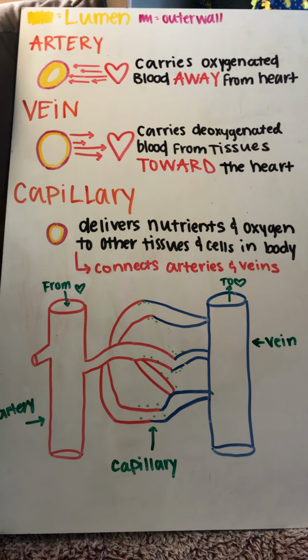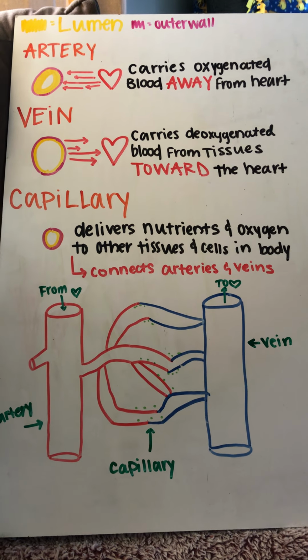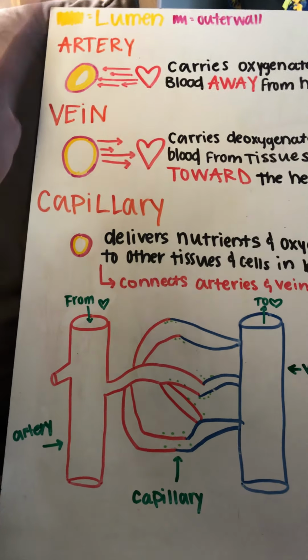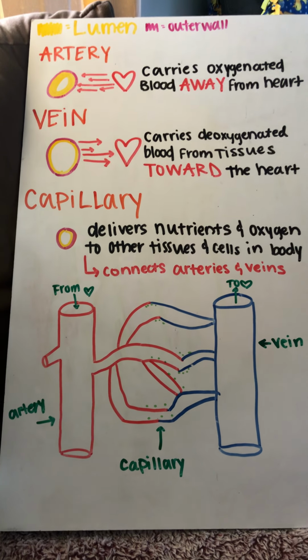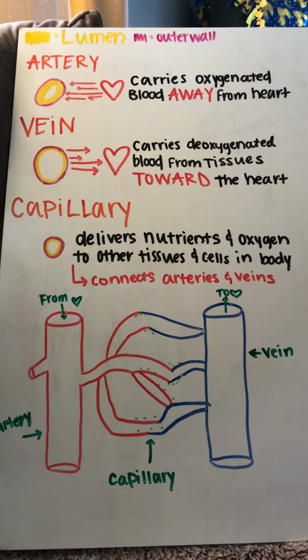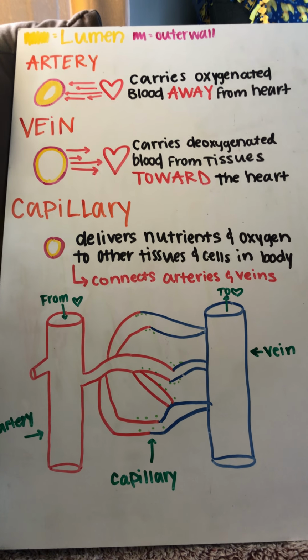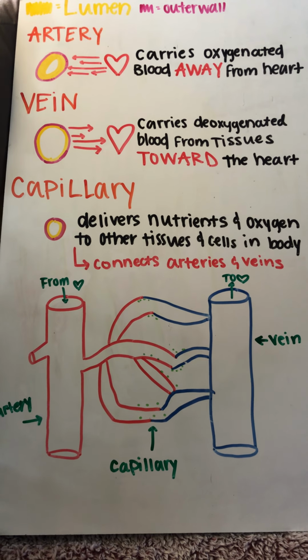So for my pictures, the yellow will represent the lumen and the pink will be the outer wall for my 3 diagrams of those. So we'll start off with some terminology. What is the lumen? The lumen is the interior of a vessel. This is just the central space in the artery, vein, or capillary that the blood flows through.